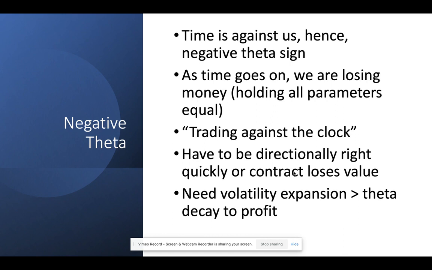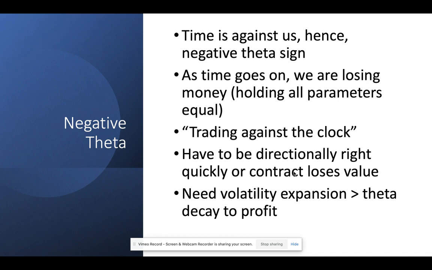So the reason why this is so difficult, this is why advanced options traders are not buying just straight calls and puts. They're either hedging it by selling another option, or they're actually selling. Their portfolio will be mostly comprised of positive theta rather than negative theta, because time will be on your side. When your theta sign is negative, time is against you.